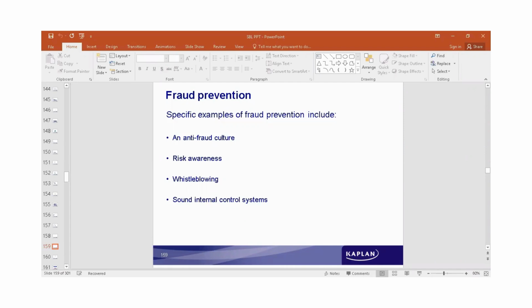Whistleblowing is to gather the information, but the identity is not necessarily disclosed. So it is done without disclosing the identity of the individual providing the feedback. Have a sound internal control system which is very effective to identify fraud.